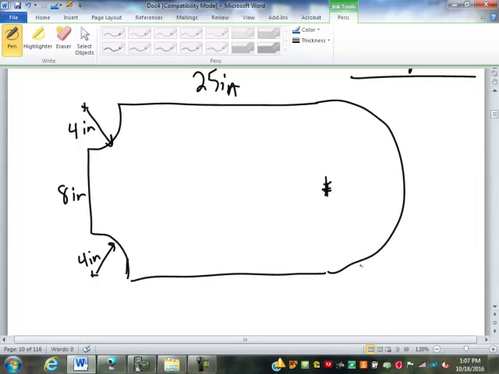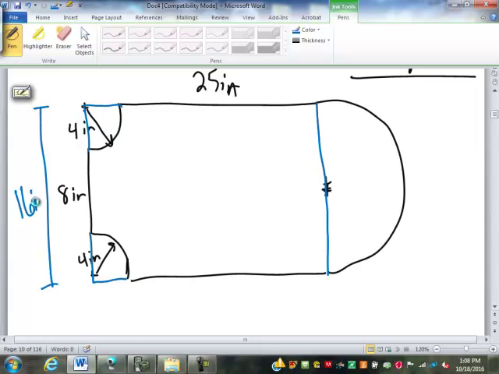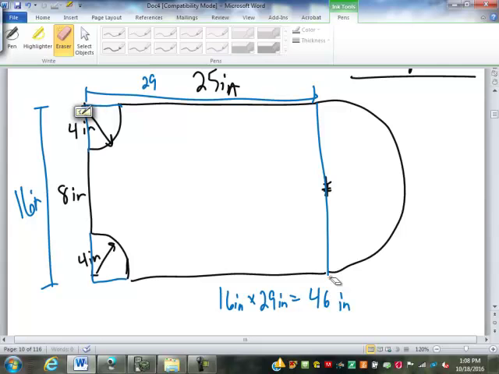So for area, I'll expand these corners out to make that part a full rectangle and cut it off here. What are the dimensions of this rectangle? Well, this is 16. This is not 25, however. It is 29. Very good. You got to add the 4 inches. Which is what, 461 inches squared? No, 464. Correct?